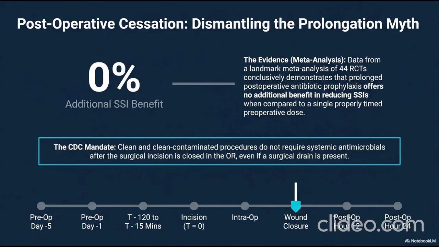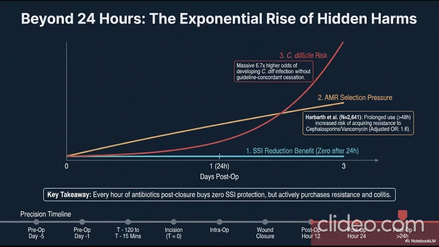Slide 10. Hidden harms, the exponential rise of risks. Why does cessation matter so much? Because after 24 hours, the risks of SAP rise exponentially, while the benefits remain flat. Every hour of antibiotics post-closure buys zero SSI protection, but actively purchases antimicrobial resistance and C. difficile colitis. In fact, patients without guideline concordant cessation face a staggering 6.7 times higher odds of developing C. diff infection. We are trading a non-existent SSI reduction for a very real and life-threatening systemic risk.